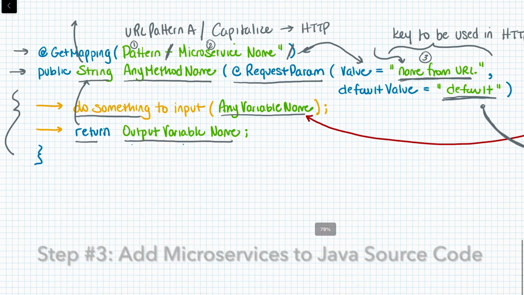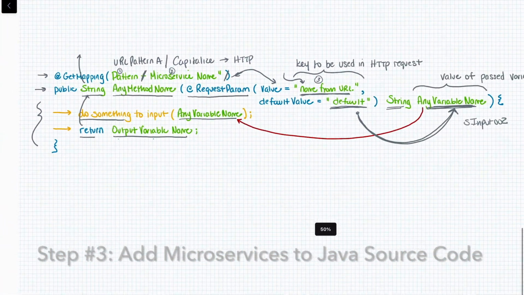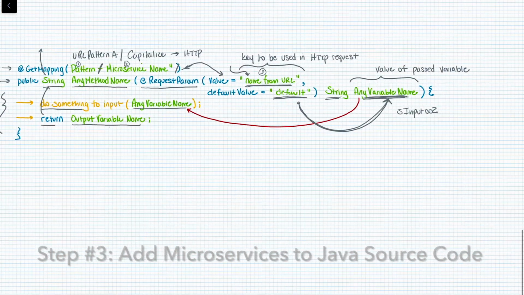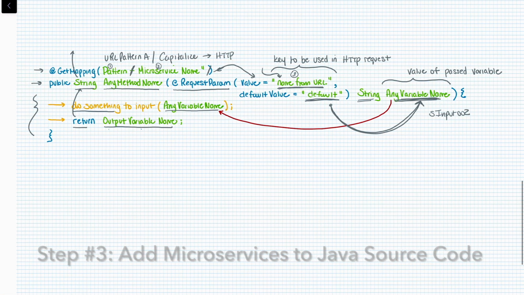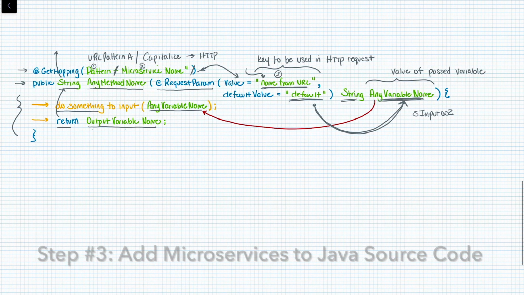So you can see here that there are several important pieces of the microservice that we need to define in order to achieve the functionality that we're looking for.